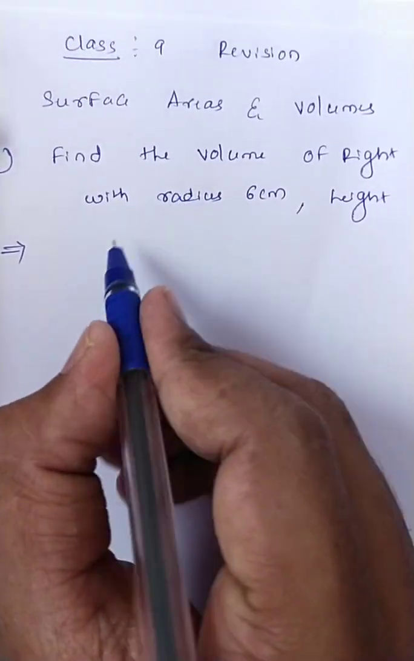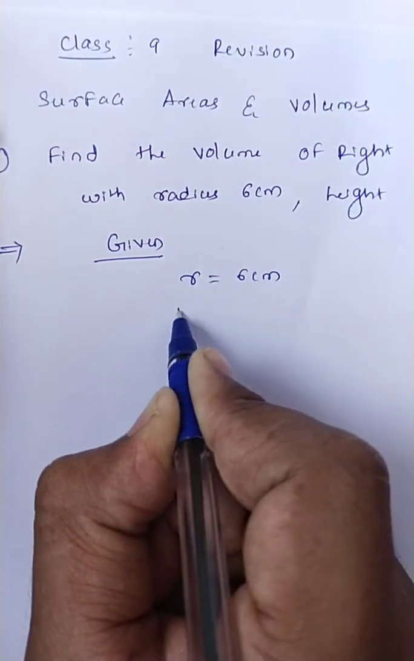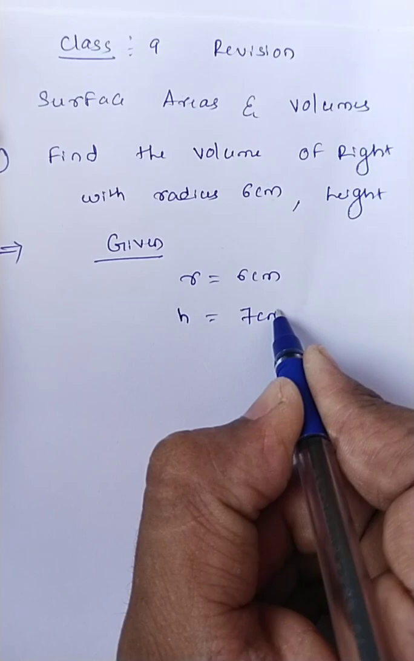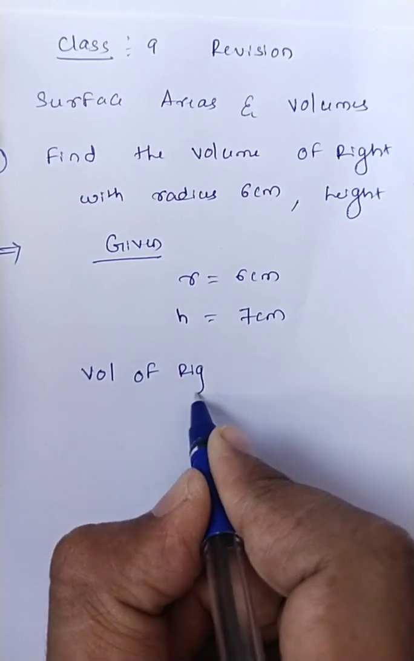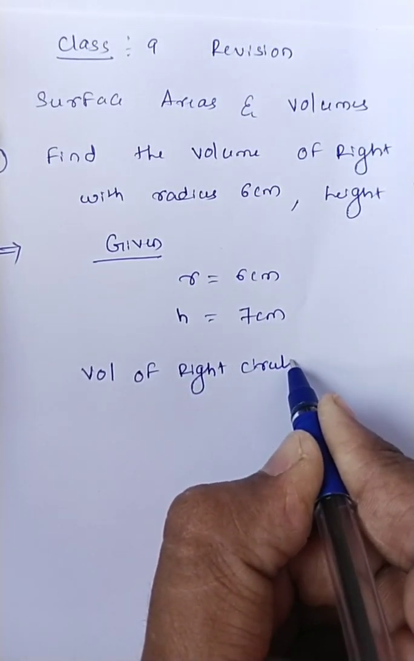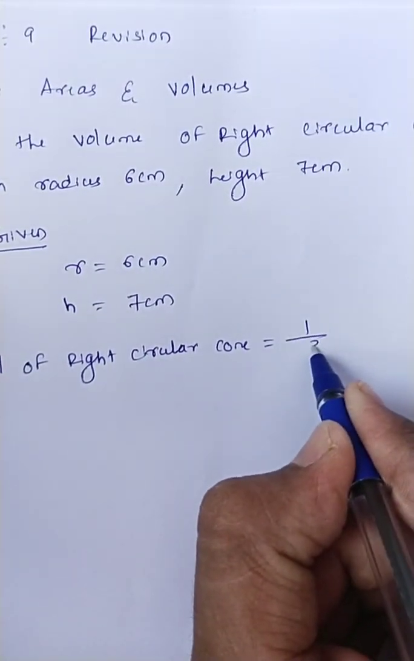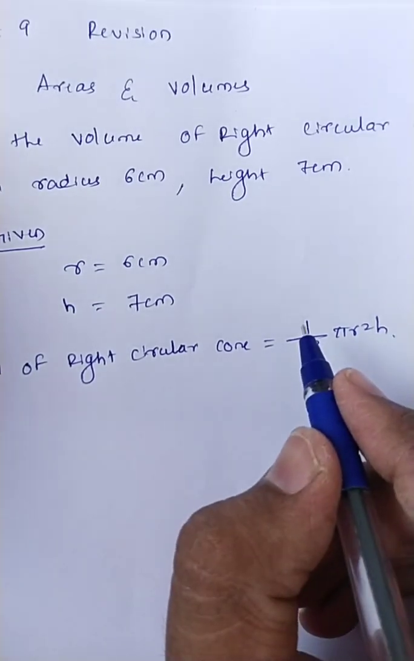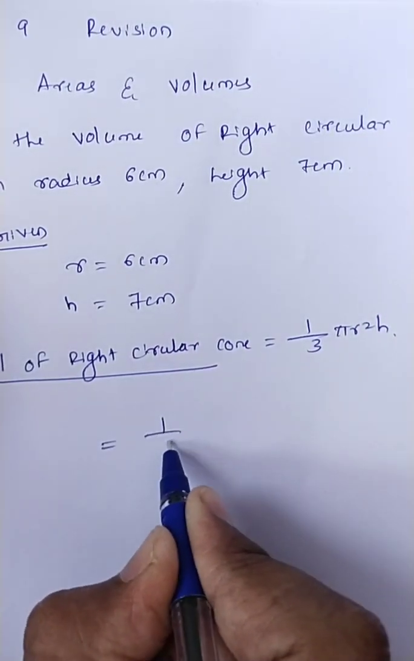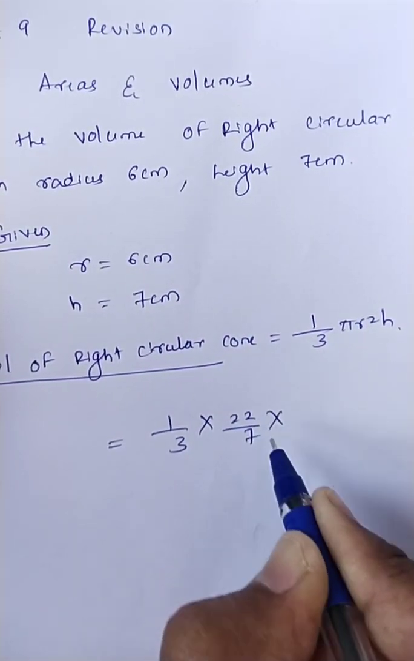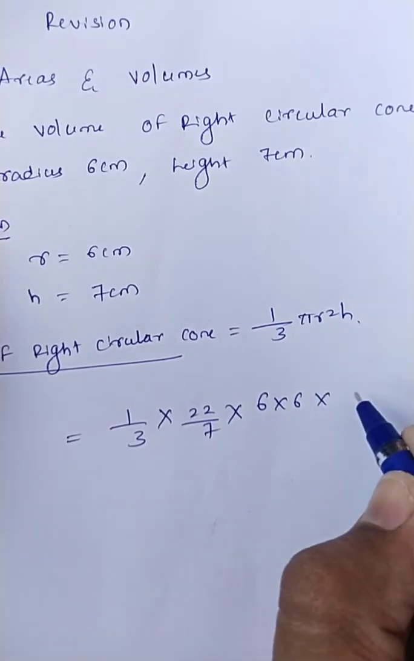First I will write the given. Given r equals 6 centimeter, h, that is height, equals 7 centimeter. We already know the volume of a right circular cone is 1 by 3 pi r square h. This is the formula, that is 1 by 3, pi is 22 by 7, r square, that is r into r, that is 6 into 6, and your height is 7.